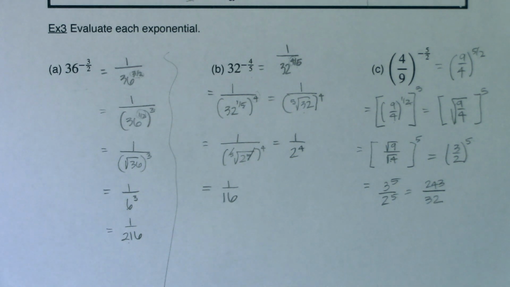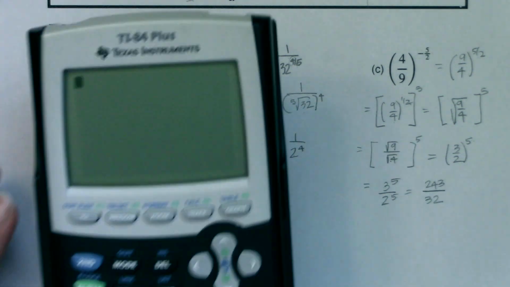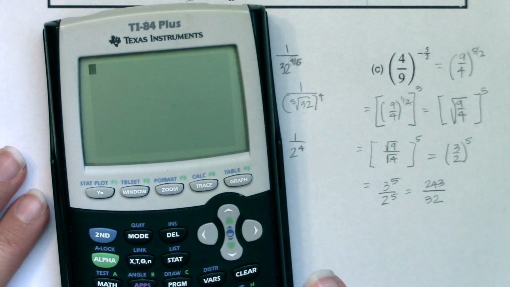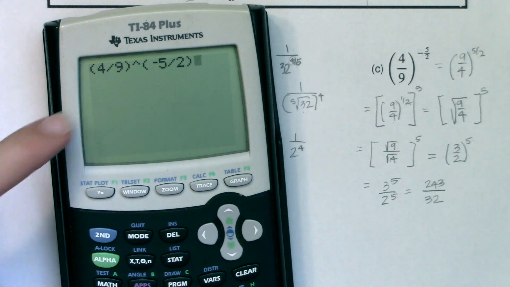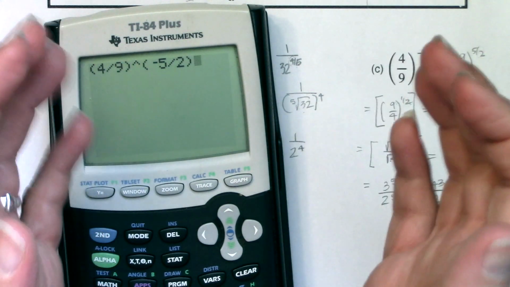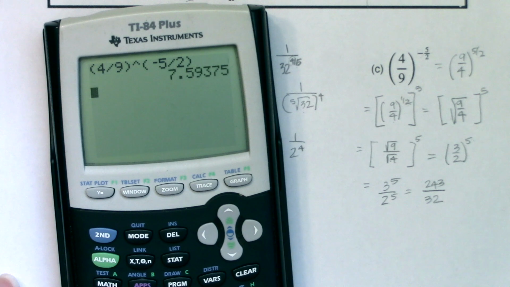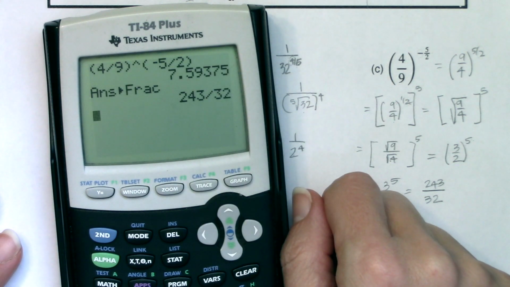And just so you can see it on your calculator, because I want you to see you could try all of these on your calculator. What I could do is I could say, hey, calculator, can you please do 4/9 in parentheses, raised to the, and I need to put this entire fraction in parentheses also, negative 5/2. All right, when I do all of that, I'm going to hit enter, and I'm going to get a decimal. And then I'm going to do math frac. So I do 4/9 raised to the, in parentheses, negative 5/2. All right, when I hit that, let's go math frac. And there it is, 243 out of 32.